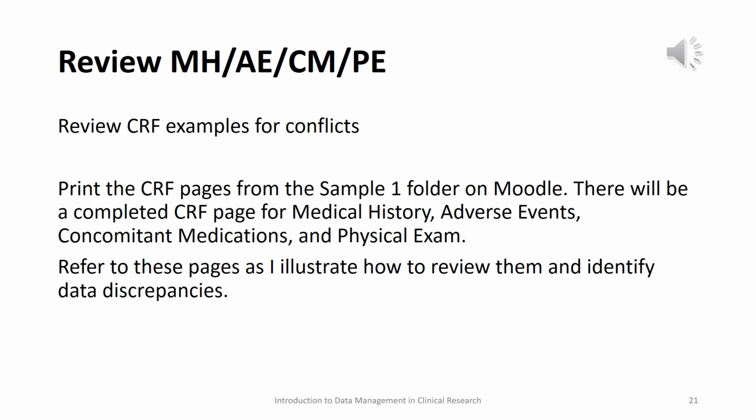What I want you to do is go to the Sample 1 folder in Moodle and print out a copy of each of these pages. You'll have one for medical history, AE, ConMeds, and also physical exam. As you print them out, you'll notice that they're completed. They have some data on them. I want you to print those out, and then I'm going to go through them in this video so that you'll begin to see where some of the discrepancies are. Then I want you to go find the others, and I'll post onto Moodle a little later in the assignment some of the answers that you're likely going to discover.